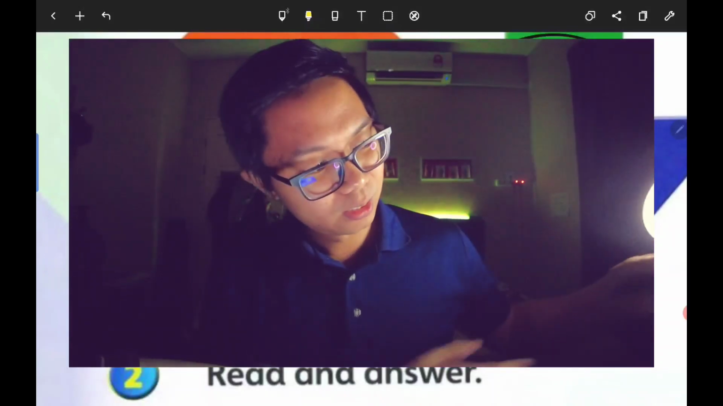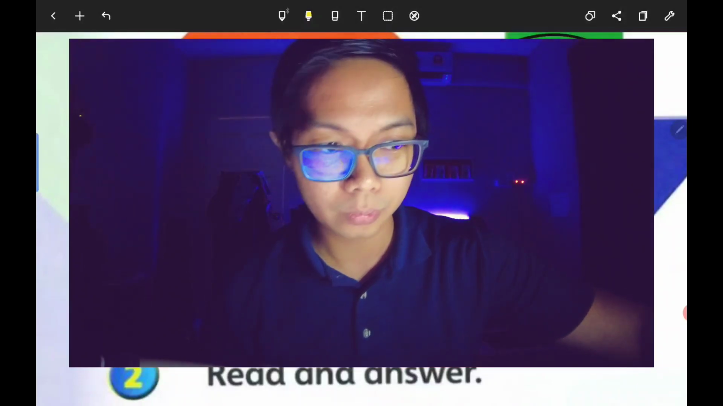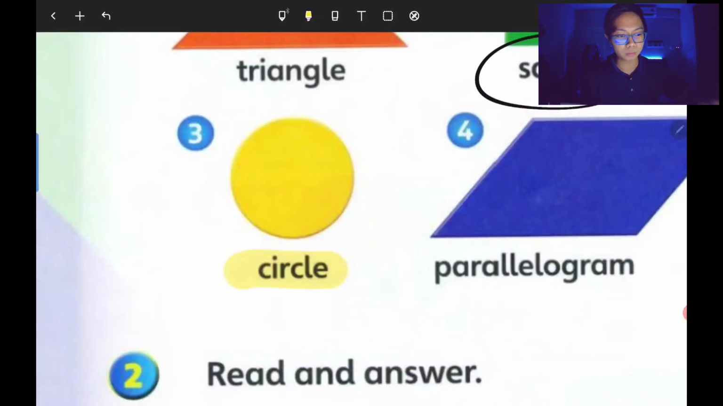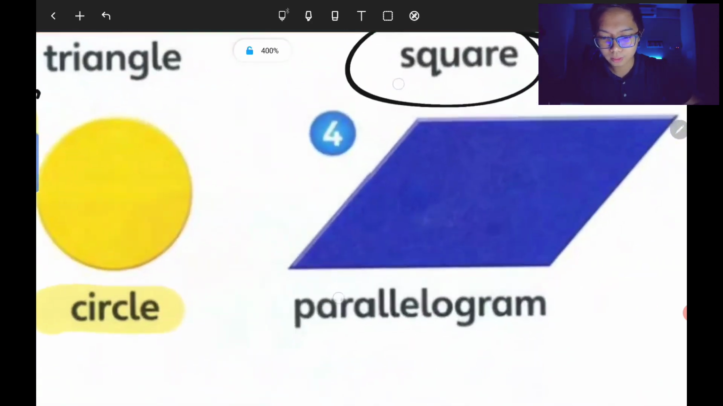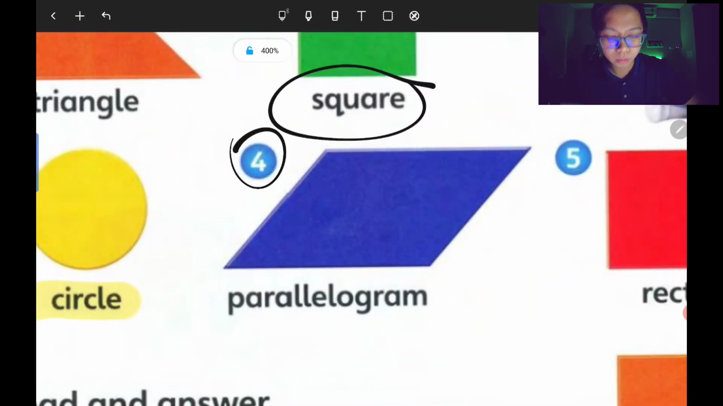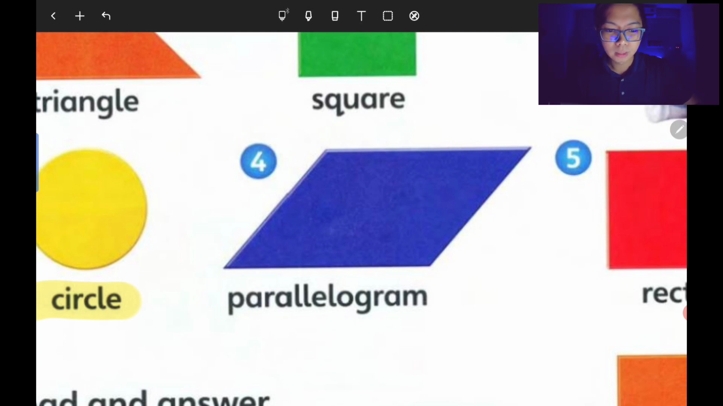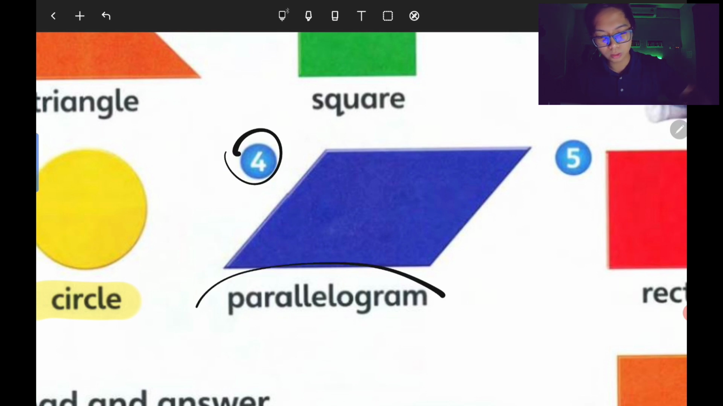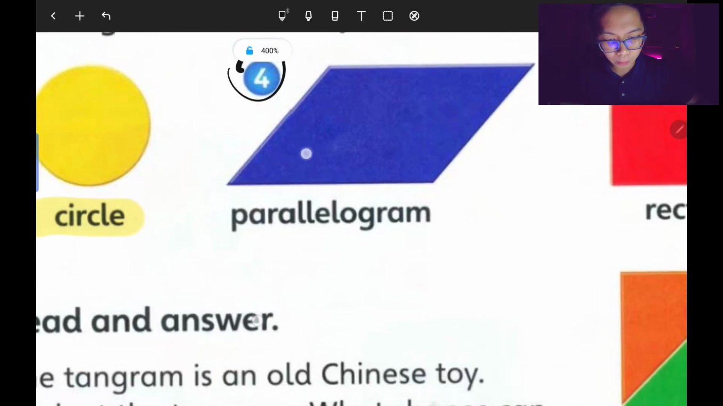Okay, so that's one of the examples that I can find in my house. Circle. So this one, check. Next, number 4. Shape number 4 is very hard to find, to be honest. Susah cikgu mau cari bentuk ini. So how do you pronounce this?